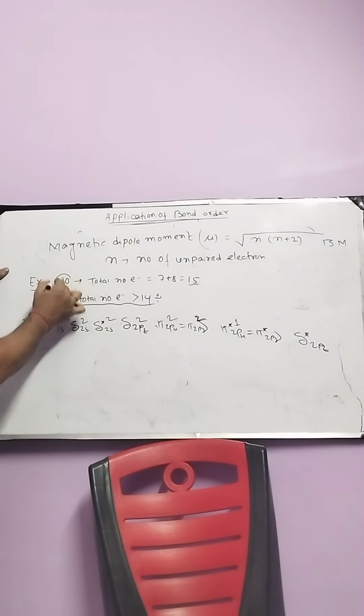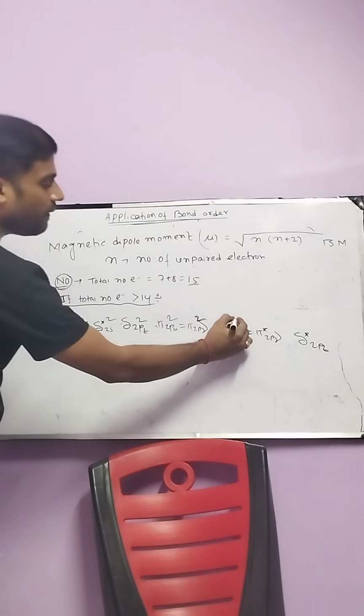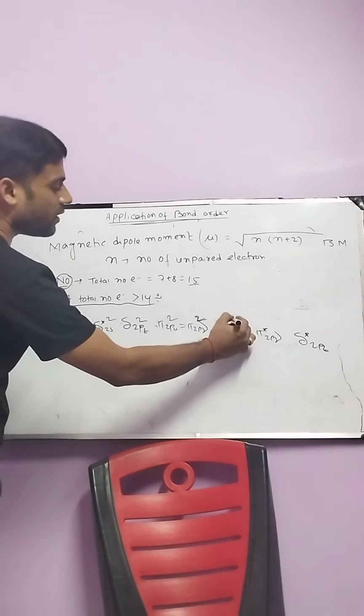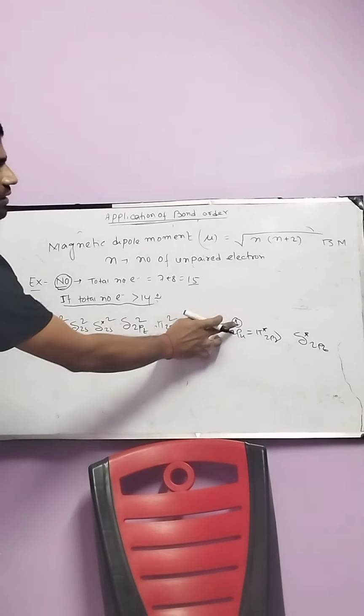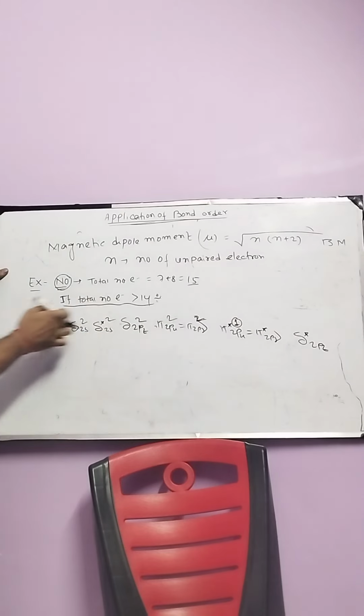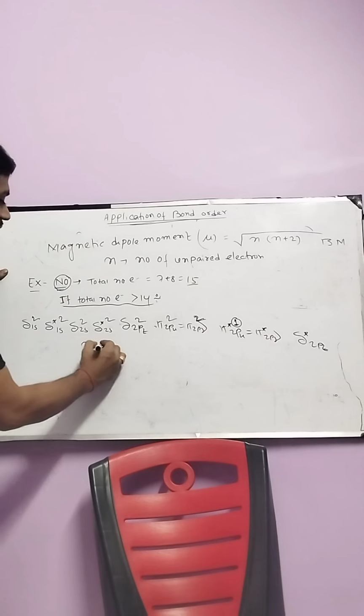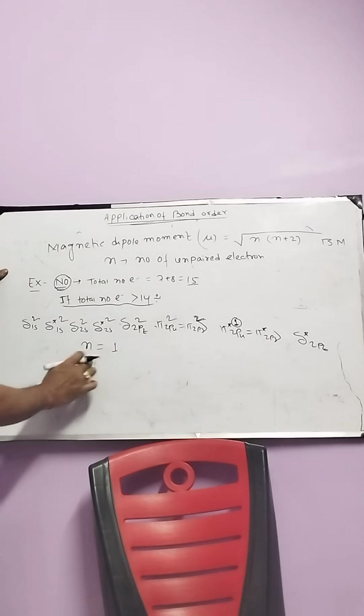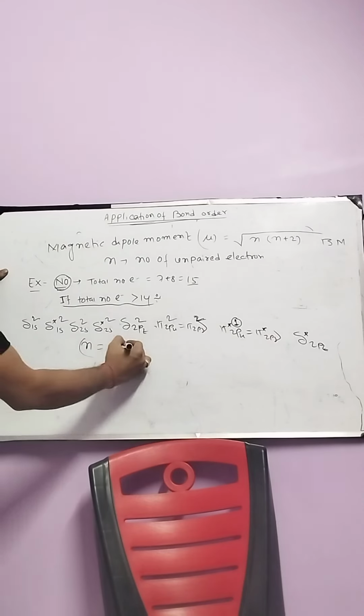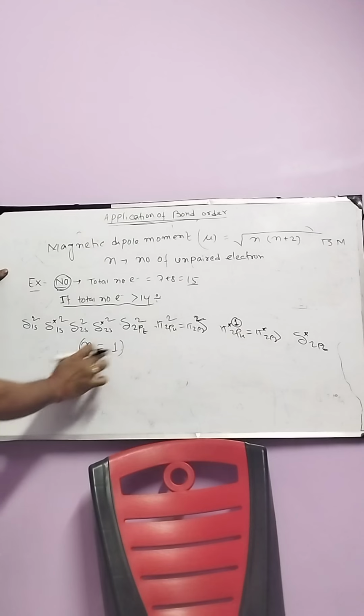So the molecular species NO contains 1 unpaired electron. This electron is unpaired, but all the remaining are paired. Two electrons means paired electrons. So n is equal to 1, where n means the number of unpaired electrons. The unpaired electron number is 1.